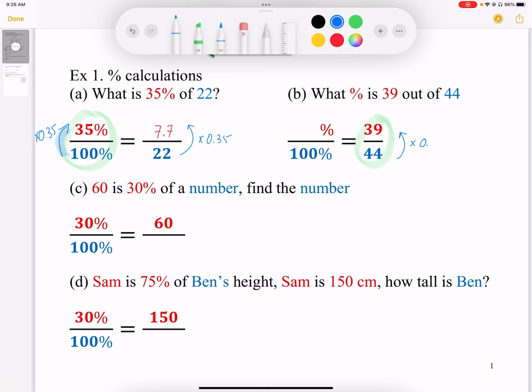0.886, so we're going to round to 0.89. And then we use that same multiplier on the other side to get our percentage. Or we can move the decimal place over 2 places. In either case, we get a percentage of 89%.